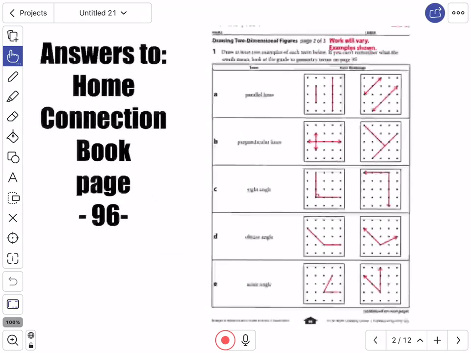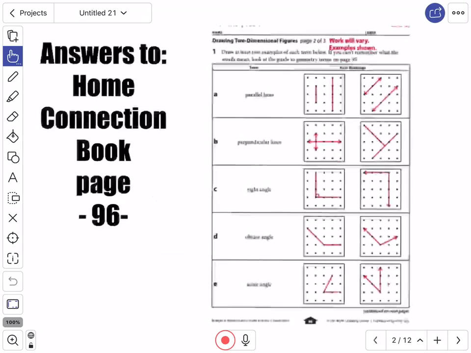So work will vary. Yours may be a little bit different than this, but the first one, number 1, says to draw at least 2 examples of each of the following. If you can't remember what the words mean, look at the guide to geometry terms on page 95. Remember that page 95 was just a guide page to help you to complete 96 and 97.